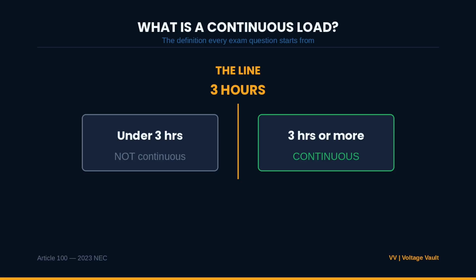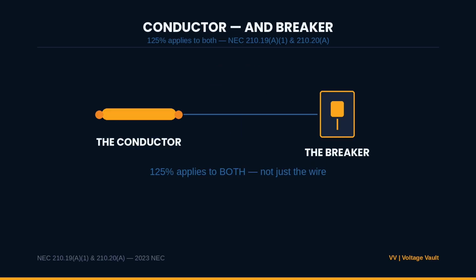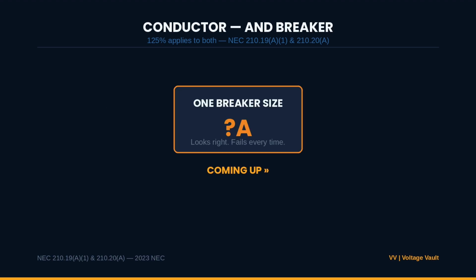That's the line. Now here's where most people get it wrong, and this is the thing the exam is built around. The 125% rule doesn't just apply to the conductor, it applies to the overcurrent device too. And there's one breaker size electricians choose here that looks right, but fails the calculation every time.